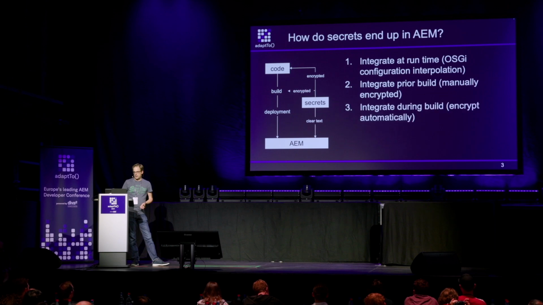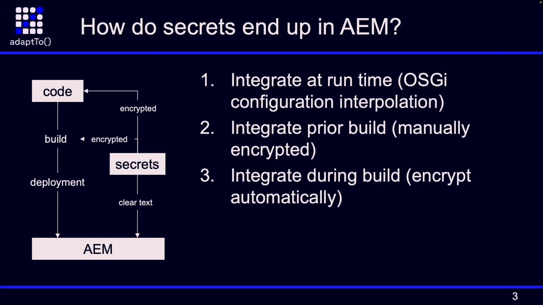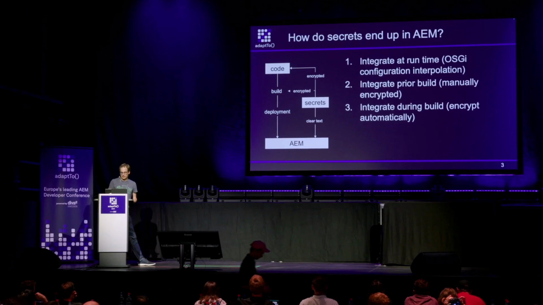And there's a third way, which is you basically inject it during the build. So that means the encryption happens during the build. Obviously, the build needs to know which key to use. That is kind of obvious, but it doesn't require that you manually encrypt beforehand. Let's have a closer look at how this works.